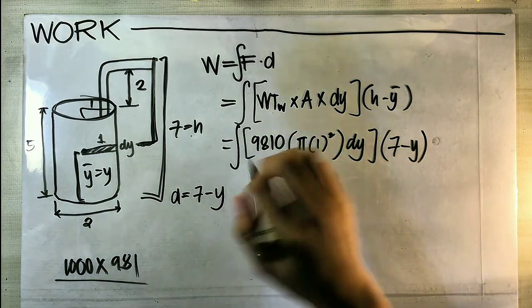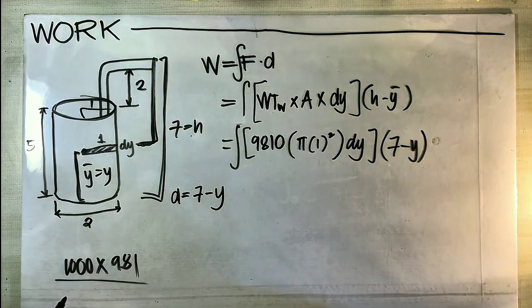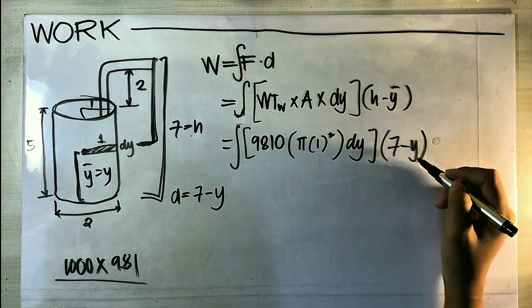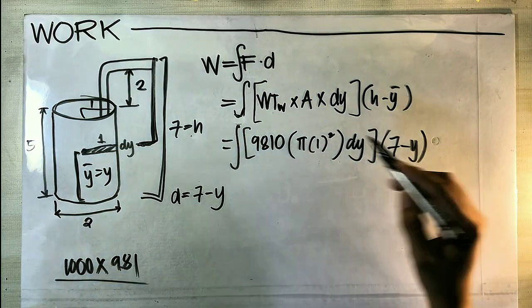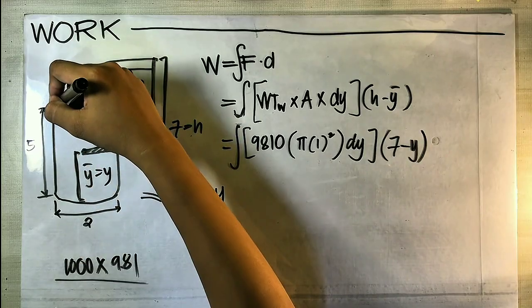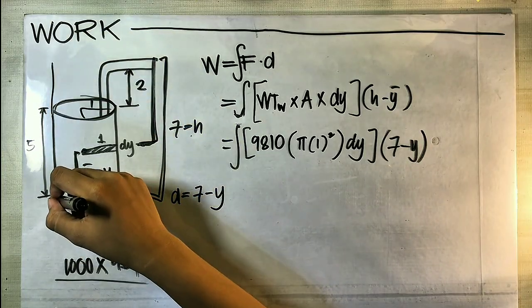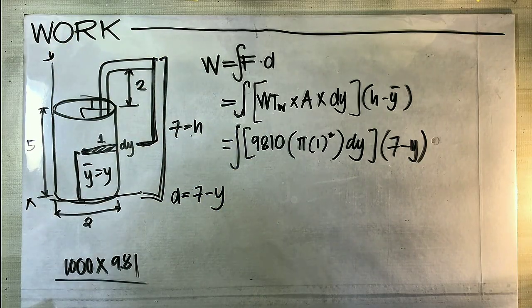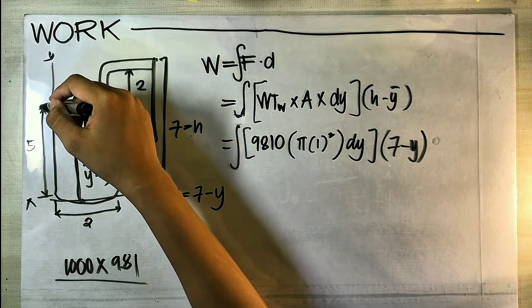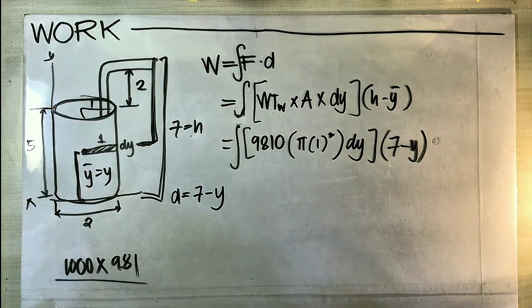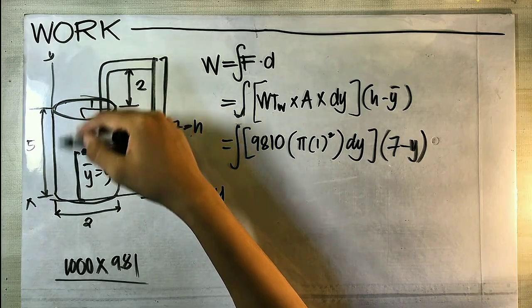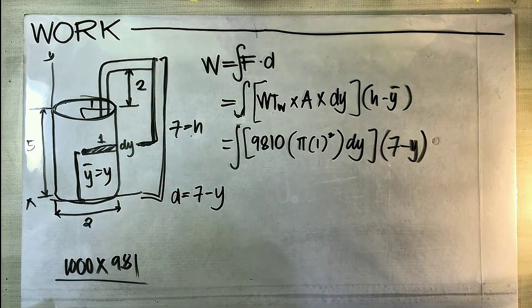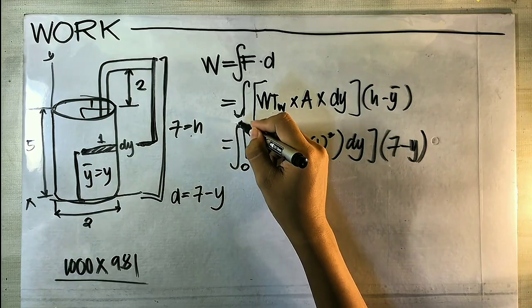So our limit is, since we use dy, our limit is also from the y-axis. So for example, we have here, this is our y, this is our x. So our limit is from the bottom of the tank up to the height of the tank, since our water is only in here. So our limit is from 0 to 5.